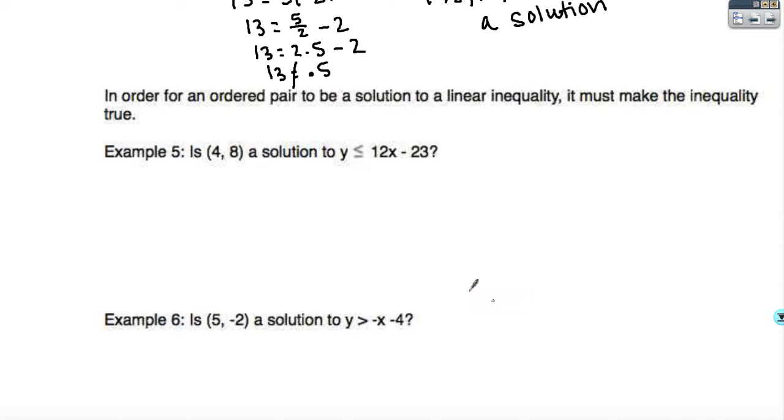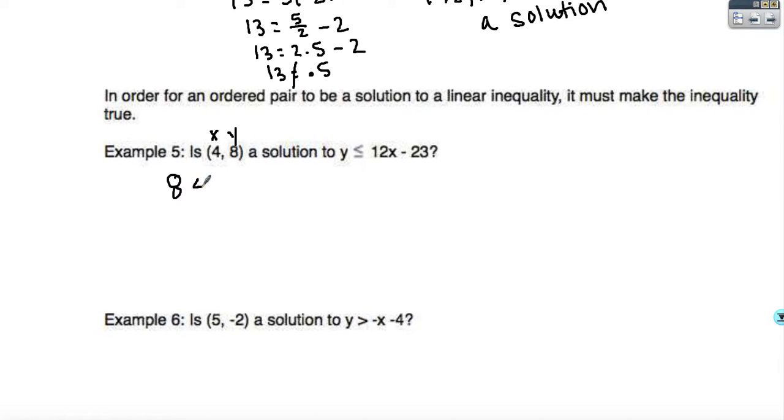In order for an ordered pair to be a solution to a linear inequality, it must make the inequality true. So remember, inequalities look just like the equations, except instead of having equals, they'll have one of our inequality symbols. So remember, those are less than, greater than, less than or equal to, or greater than or equal to. So you're going to do this exactly the same way. You're going to take your point, find your x and y, and plug it in where they should go.